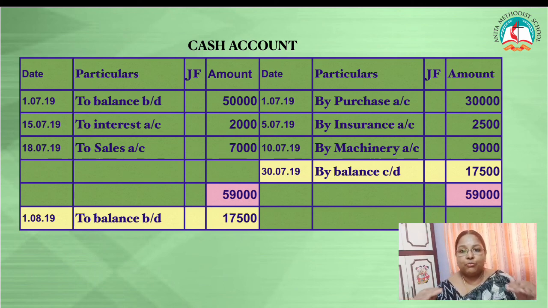The total should be on the same line. It cannot be one on the fourth line, the other one on the sixth line. Always your total should be on the same line. See to it. No need to highlight. Just underline your total. When you underline your total, you are saying this is the total. Clear, children?